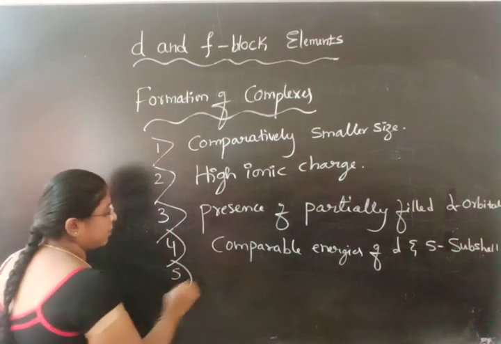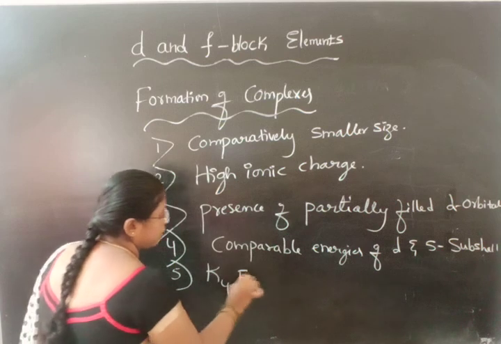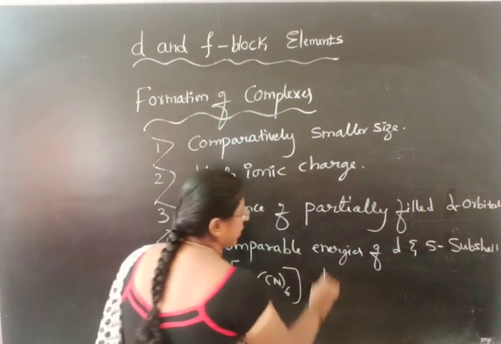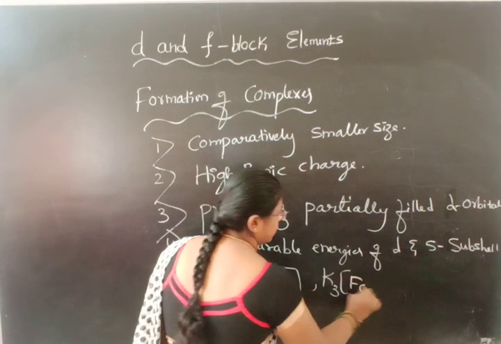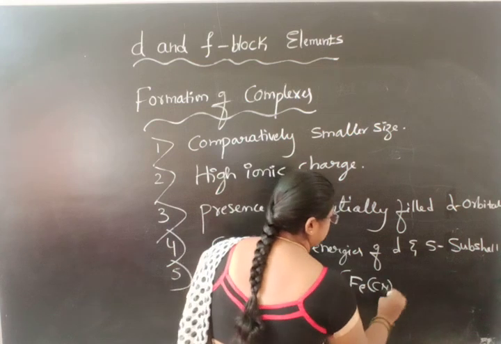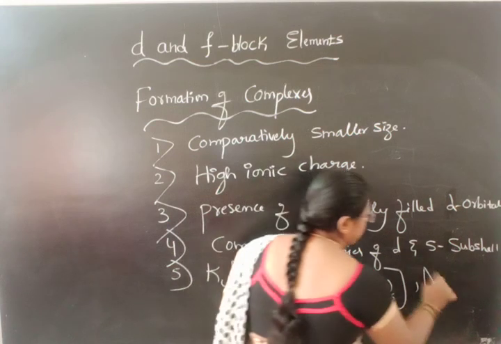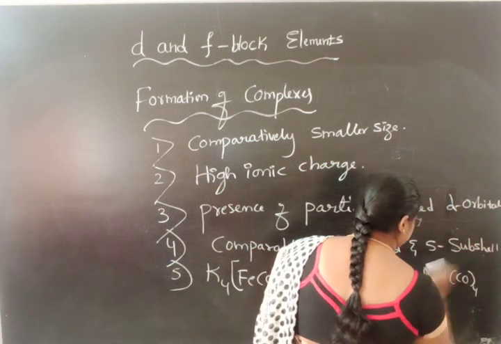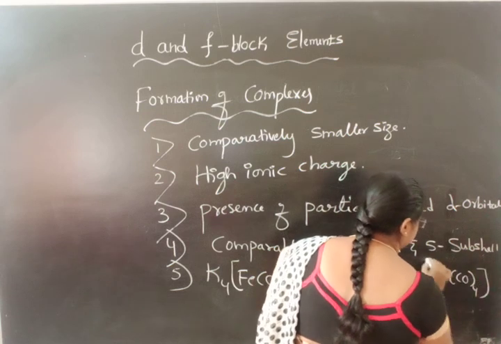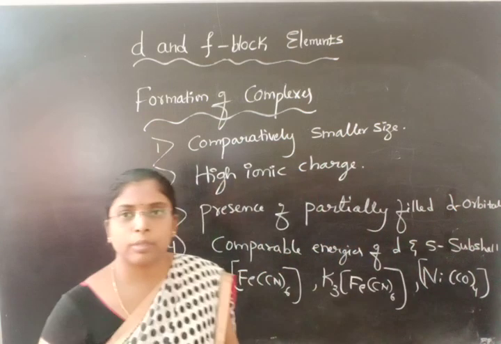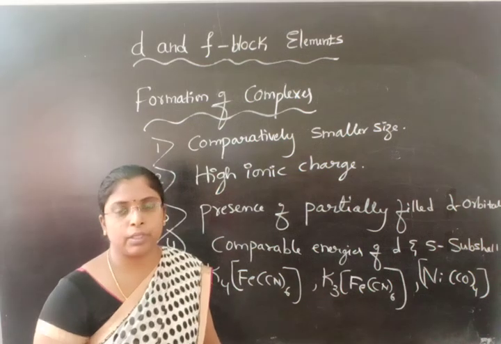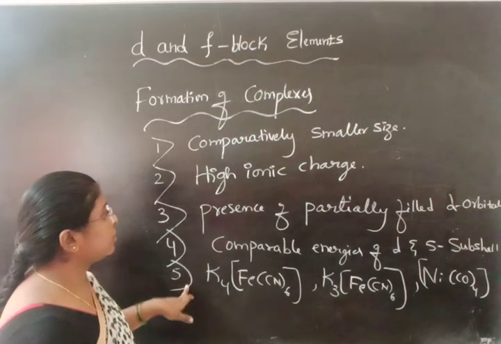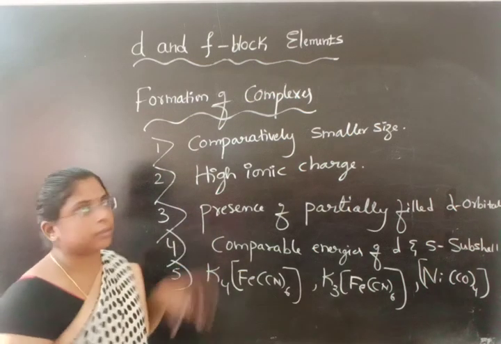They form complexes of the type K4[Fe(CN)6], K3[Fe(CN)6], and Ni complexes. These are examples of complexes. It will even form Fe(CO)5 as a complex. These are the reasons. If you write any two reasons, you get 2 marks.